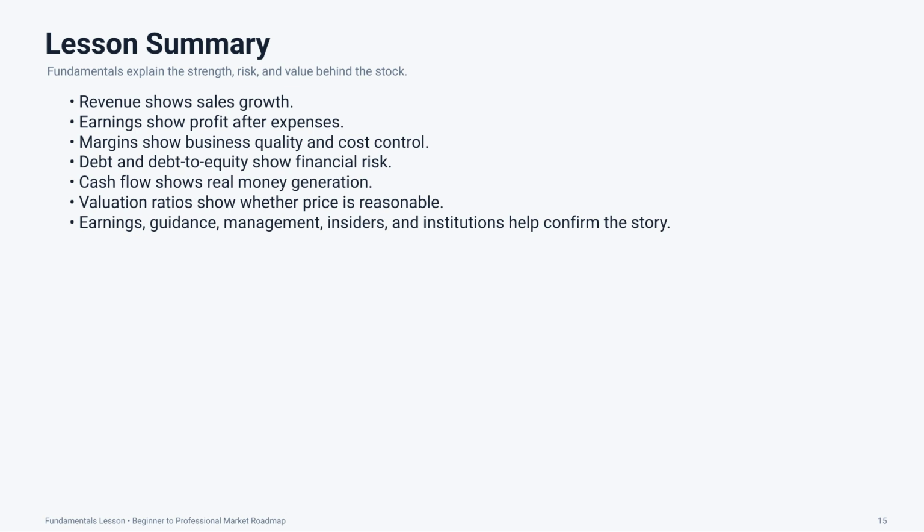Debt and debt to equity show financial risk and how much leverage the company is using. Cash flow shows real money generation and financial flexibility. Valuation ratios help us decide whether the stock price is reasonable, cheap, or expensive. Earnings, guidance, management, insiders, and institutions help confirm the full story behind the company. The final message is, before buying a stock, understand the business, not just the chart.